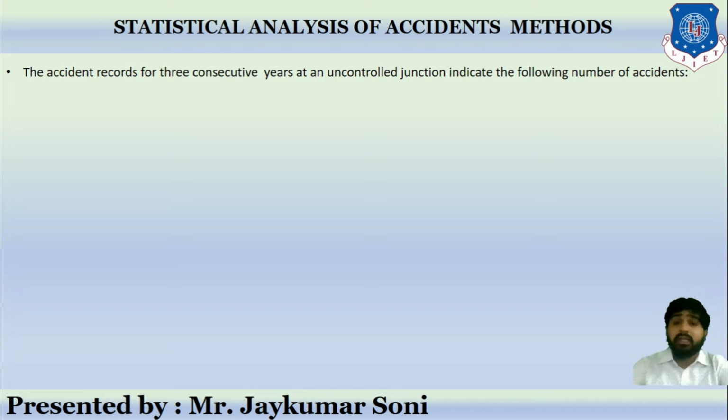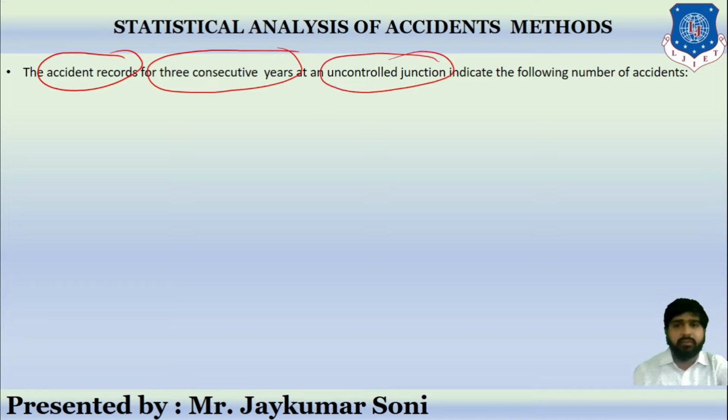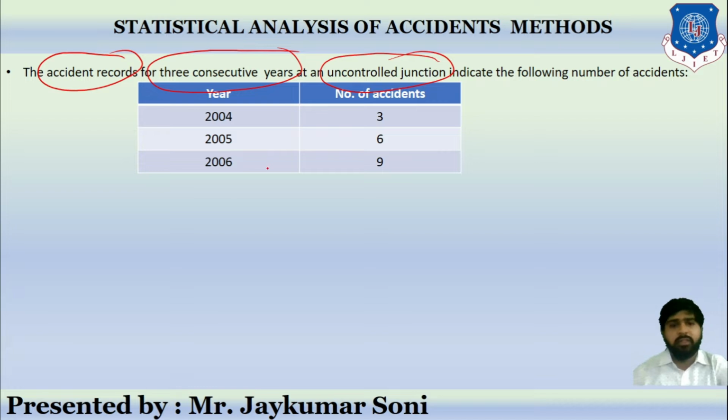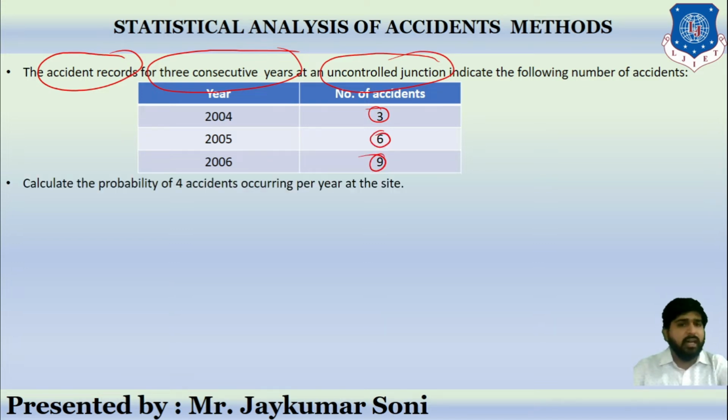This is the statement: the accident records for 3 consecutive years at an uncontrolled junction. The 3 consecutive years are in a similar line, and an uncontrolled junction is provided. These are the data. In 2004, there were 3 accidents, in 2005, there were 6 accidents, and in 2006, there were 9 accidents. So this is an uncontrolled junction, and we have to calculate the probability of 4 accidents occurring per year at the site.